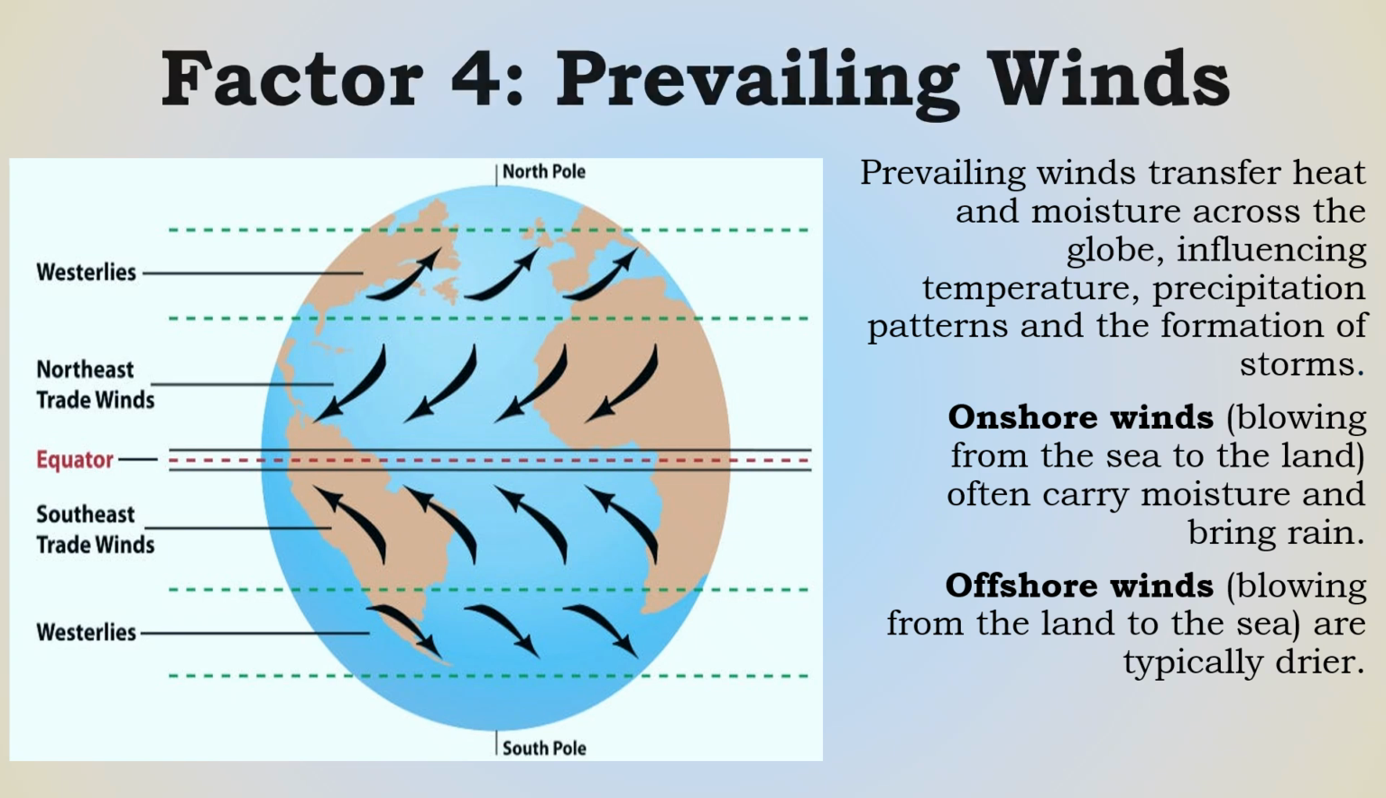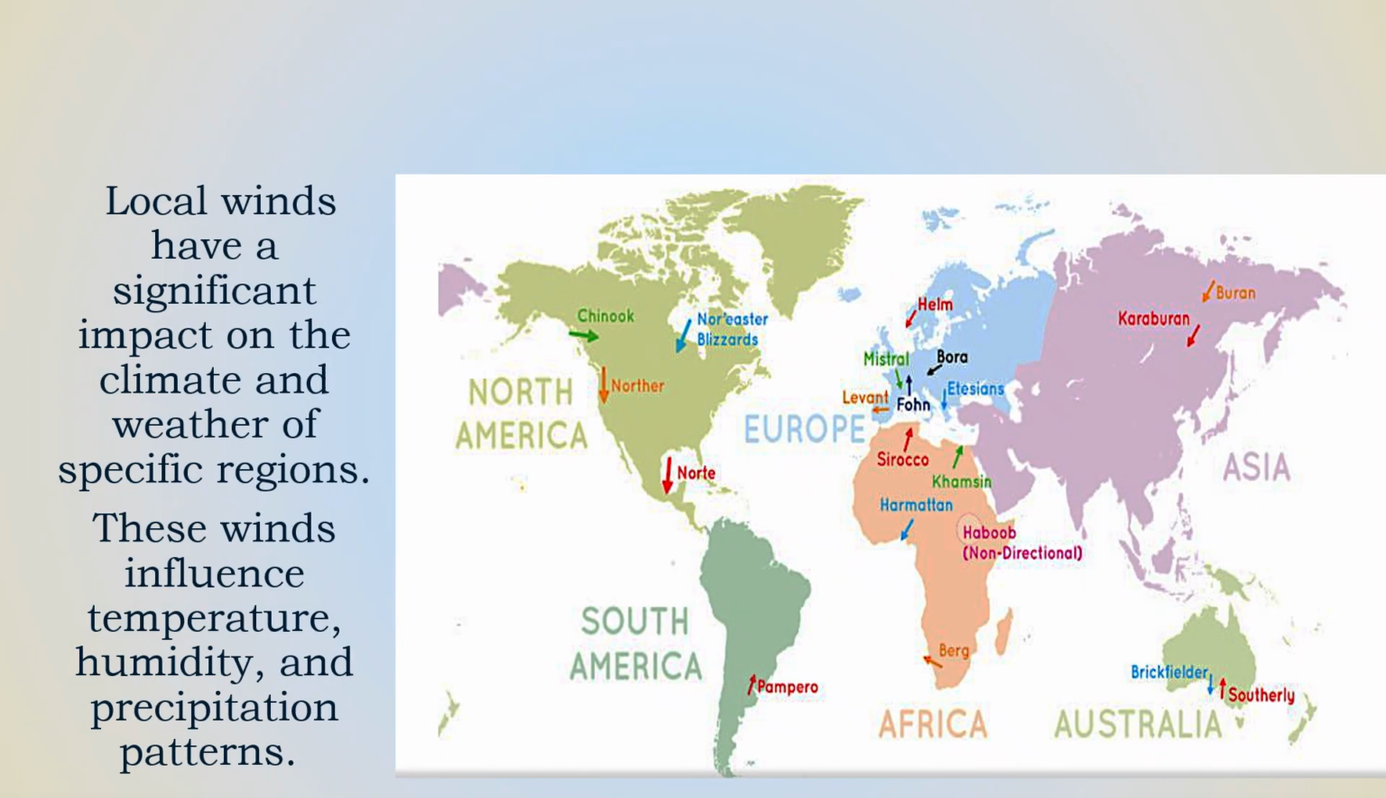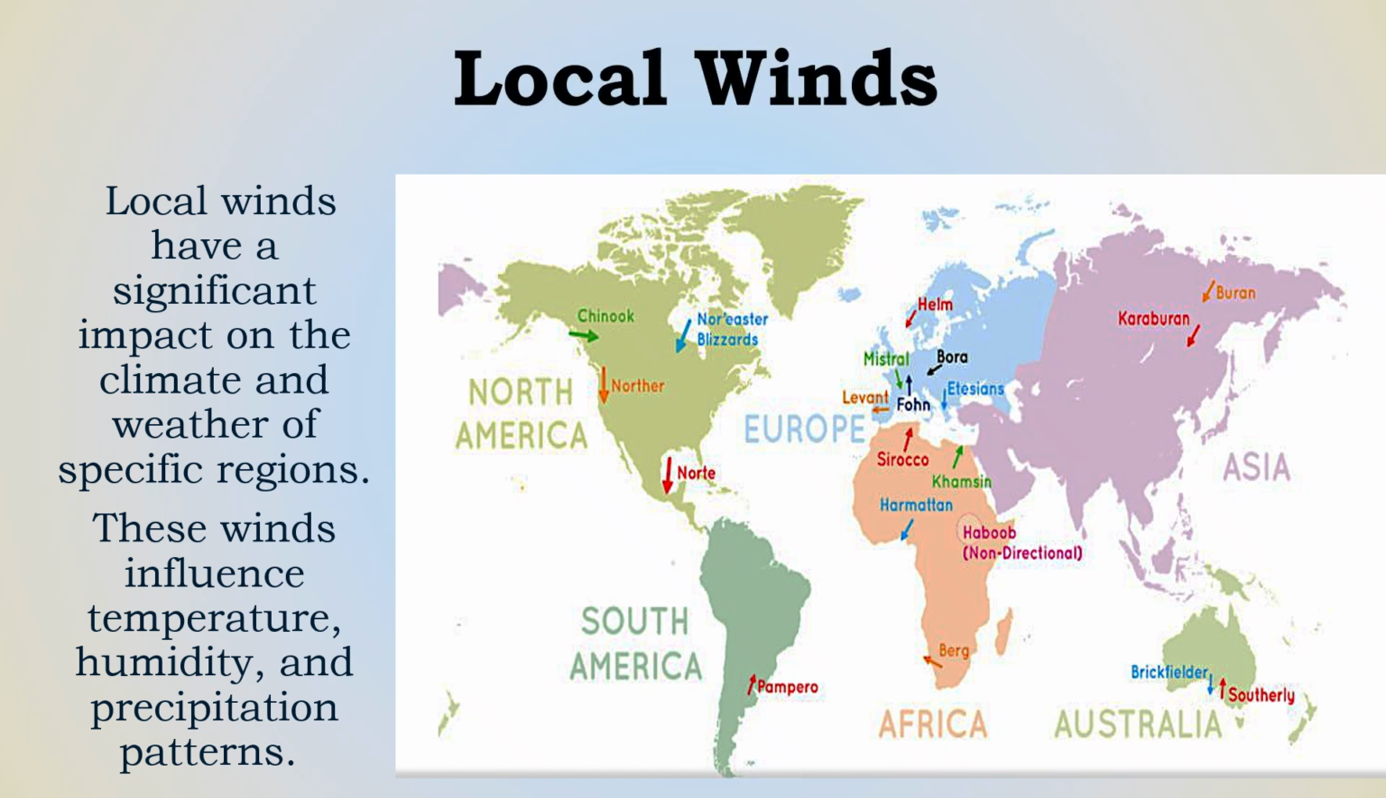Prevailing winds transfer heat and moisture across the globe, influencing temperature, precipitation patterns, and the formation of storms. Onshore winds, which blow from the sea to the land, often carry moisture and bring rain. Offshore winds, which blow from land to the sea, are typically drier. Local winds have significant impact on the climate and weather of specific regions. These winds influence temperature, humidity, and precipitation patterns.